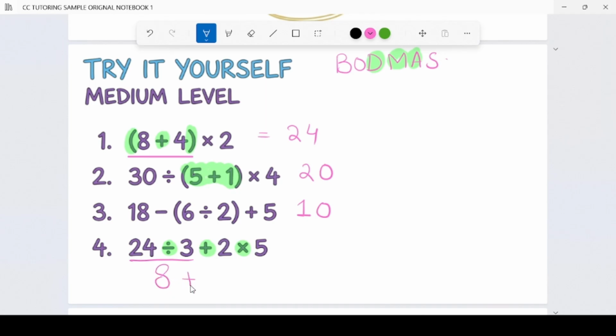8 plus 2 multiply by 5. Now we have to multiply this, because according to BODMAS, we multiply before adding. 5 ones are 5, 5 twos are 10. I'm just helping you out with all this. So the answer is 8 plus 10, and the answer for this one is 18. Let me just erase it all, and the answer for this one is 18. Now moving forward into another example.